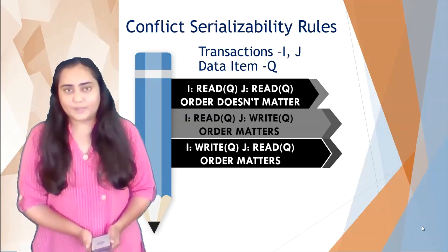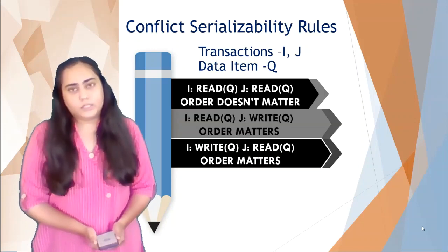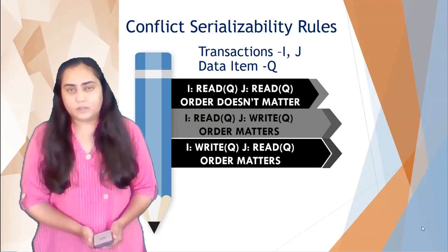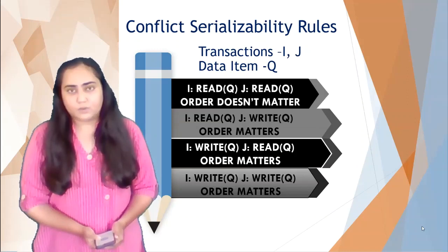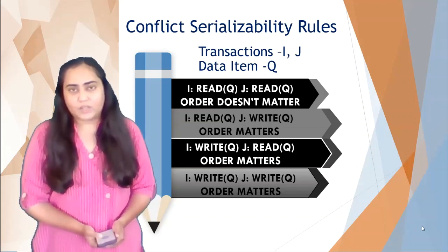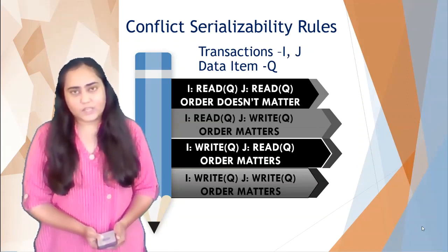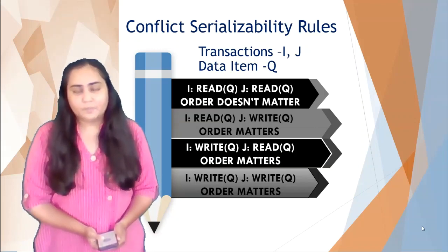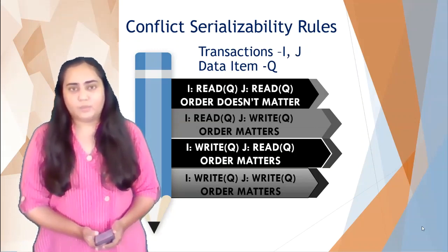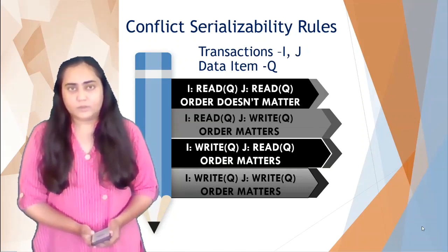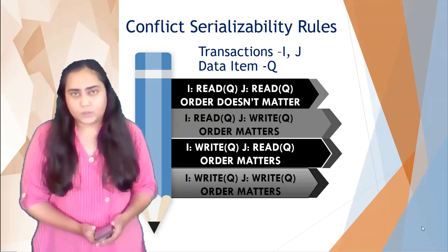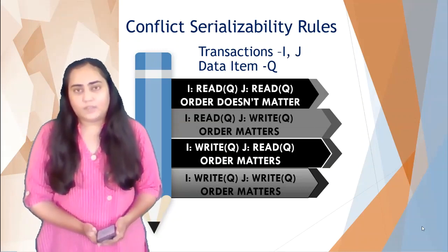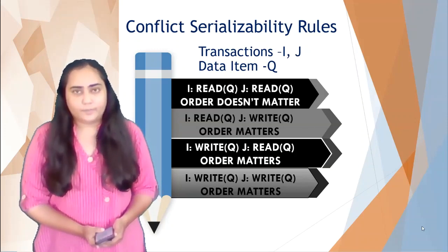Once again, order matters because the data item is the same and the operations being performed are read and write operations. And the fourth rule is where I is writing Q and J is also trying to write Q. In this case also, the order matters because there are two operations being performed on the same data item. So we need to make sure that the operations are performed in a certain order. If that order is changed, then the value of Q will change.